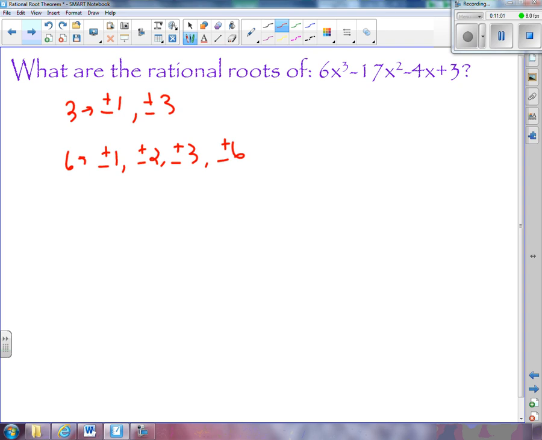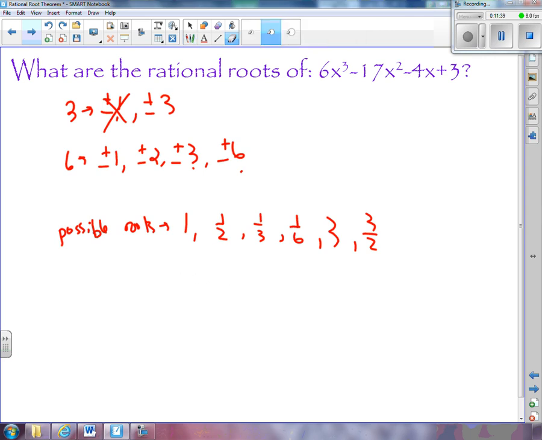So 1 divided by 1, because these should be possible roots. 1 divided by 1 is 1. 1 divided by 2 is a half. 1 divided by 3 is 1/3. 1 divided by 6 is 1/6. Now we're done with the 1. Move on to the 3. 3 divided by 1 is 3. 3 divided by 2 is 3 halves. 3 divided by 3 is 1. I already have 1, so I'm not going to rewrite it. 3 divided by 6 is 1/2. I already have that, so I'm not going to rewrite it again.